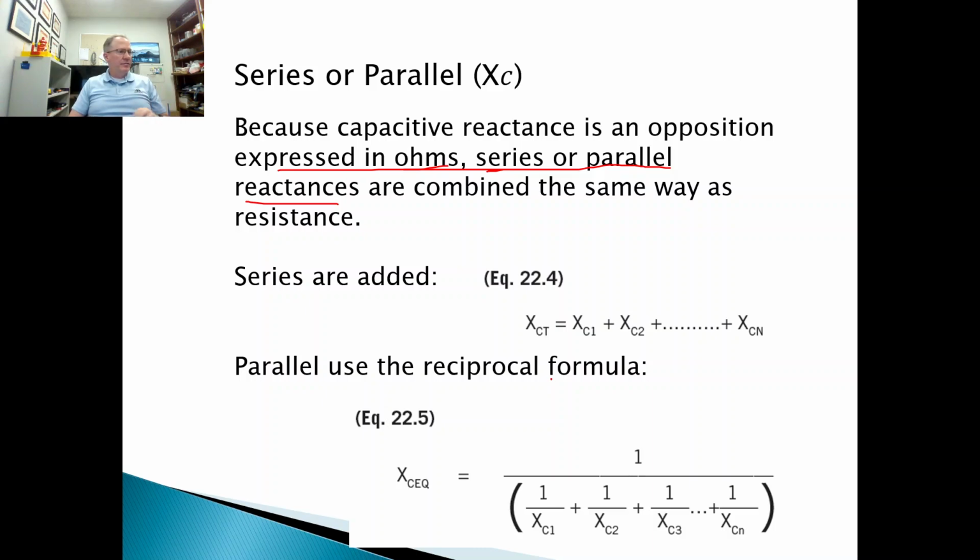Now this is opposite of the capacitance. Remember last week we saw in a series circuit, the total capacitance equals 1 over C1 plus 1 over C2 and so forth. And then in parallel, capacitance is C1 plus C2 plus C3. So don't get this mixed up, because the capacitive reactance is the same as resistance, whereas the capacitance is the opposite.